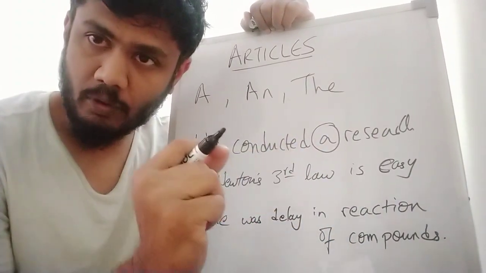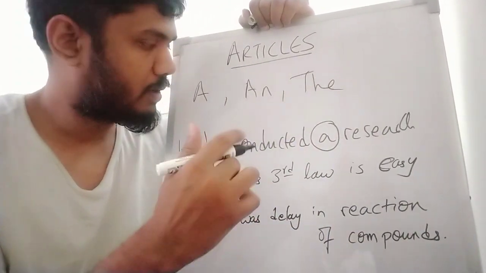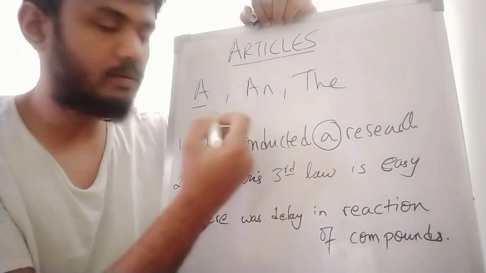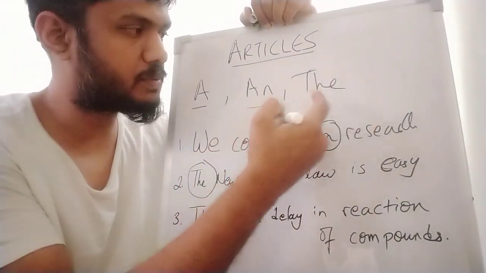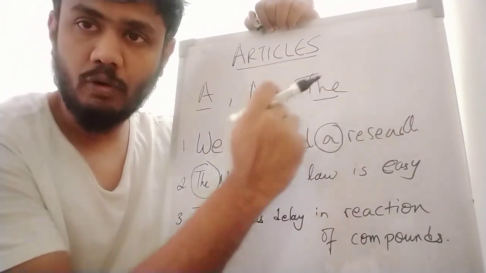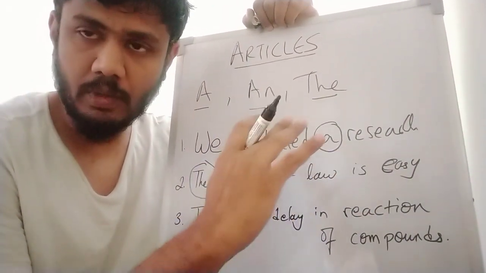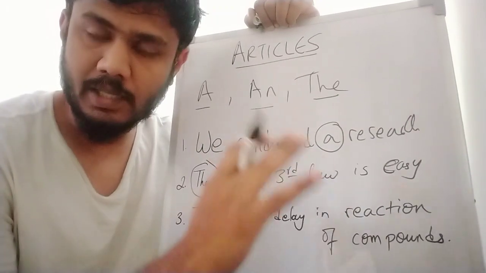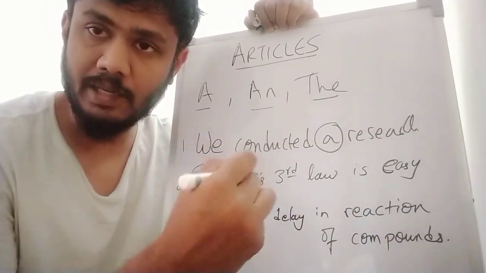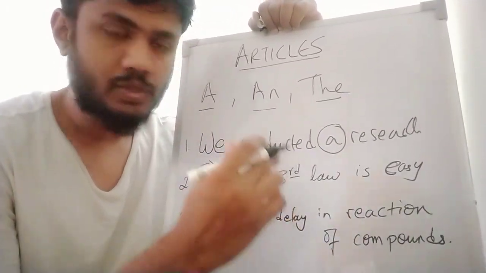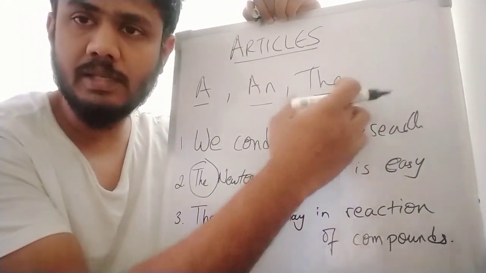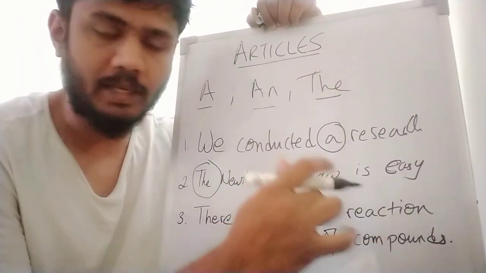Okay, they have a weak form which is used. So this is pronounced as a, this is pronounced as an, and this is pronounced as the before consonant sounds and the before vowel sounds. But we're not concerned with the pronunciation in this lesson because we are mainly dealing with academic writing. The pronunciation is different, but the spelling remains the same.